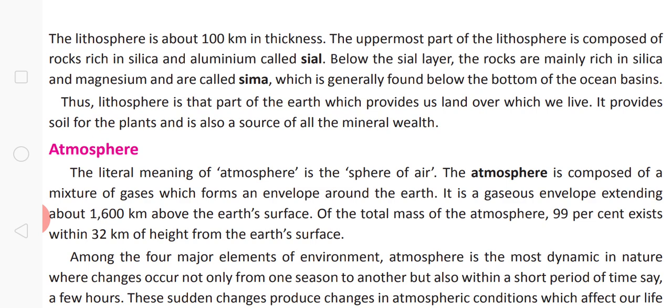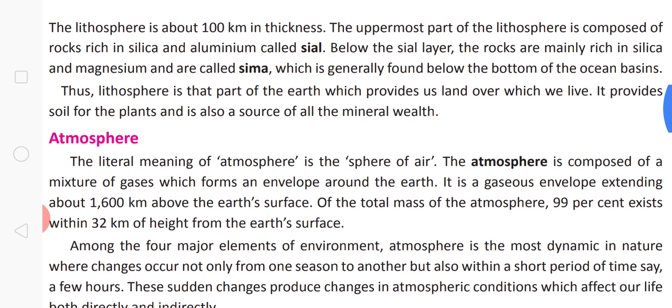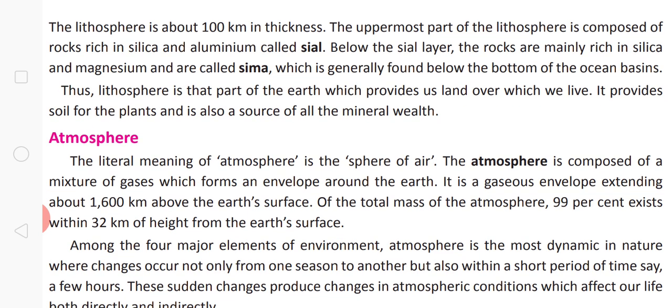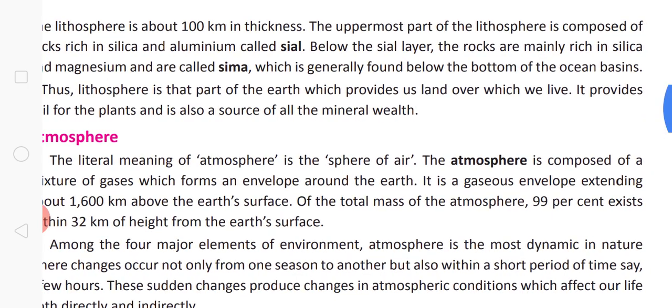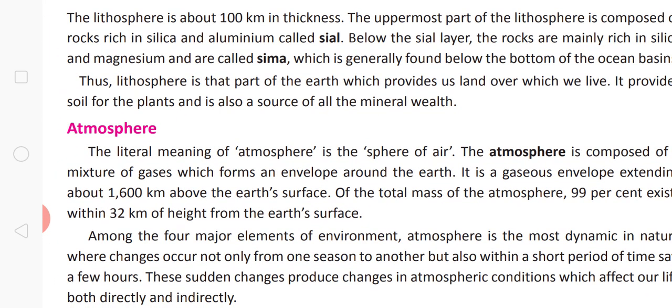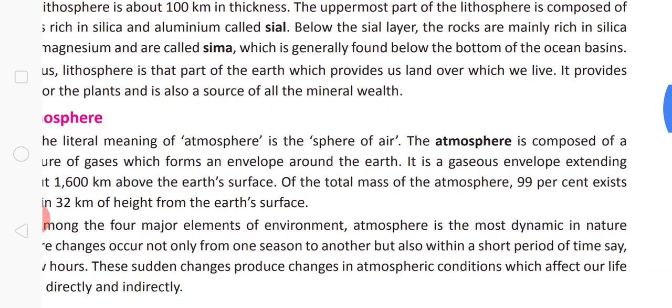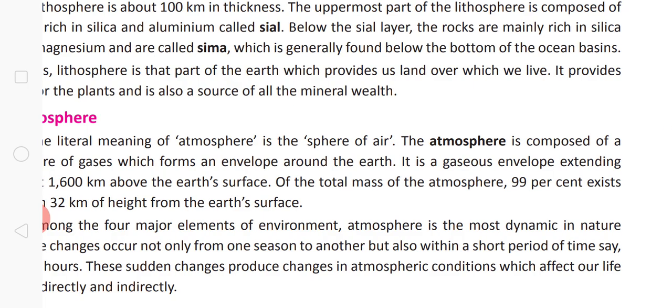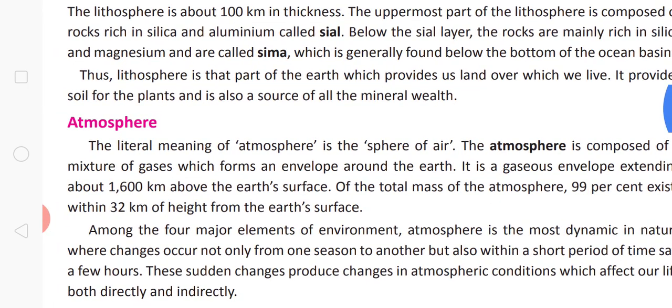Below the sial layer, the rocks are mainly rich in silica and magnesium, so therefore it is known as sima. The composition of the sima layer is silica and magnesium, which is generally found below the bottom of the ocean basins. Thus lithosphere is the part of the earth which provides us land over which we live. It provides soil for the plants and is also a source of all the mineral wealth.